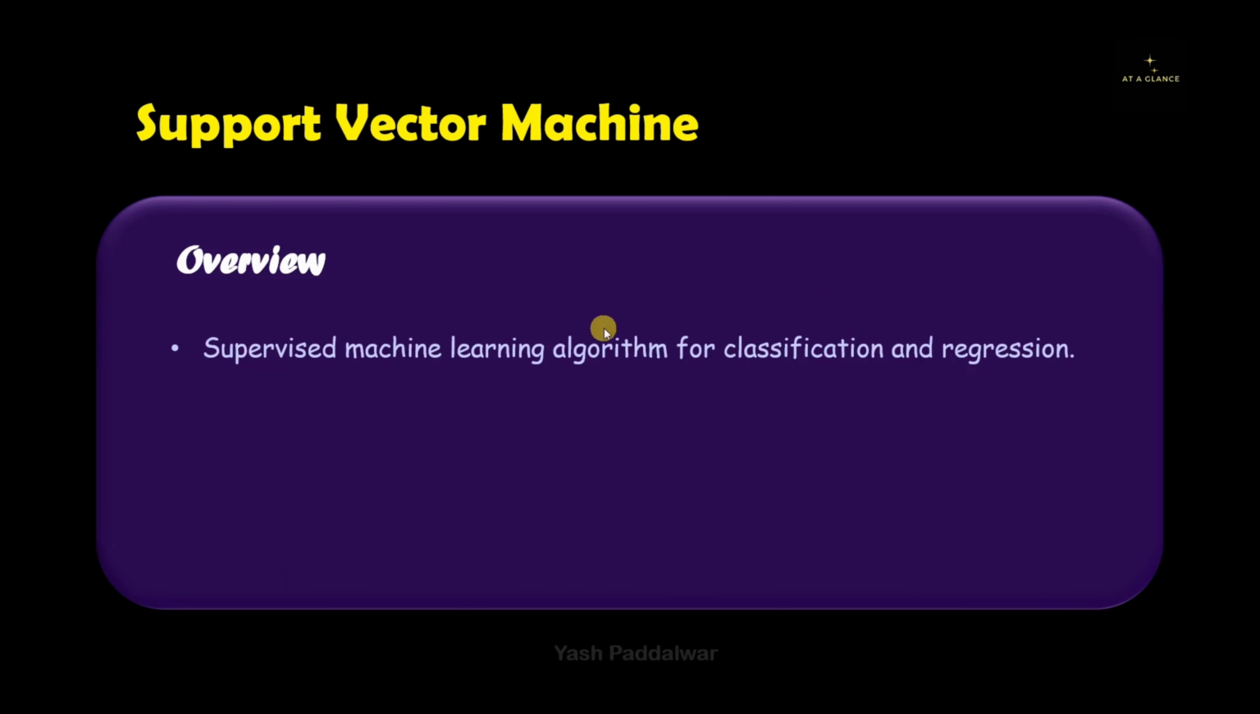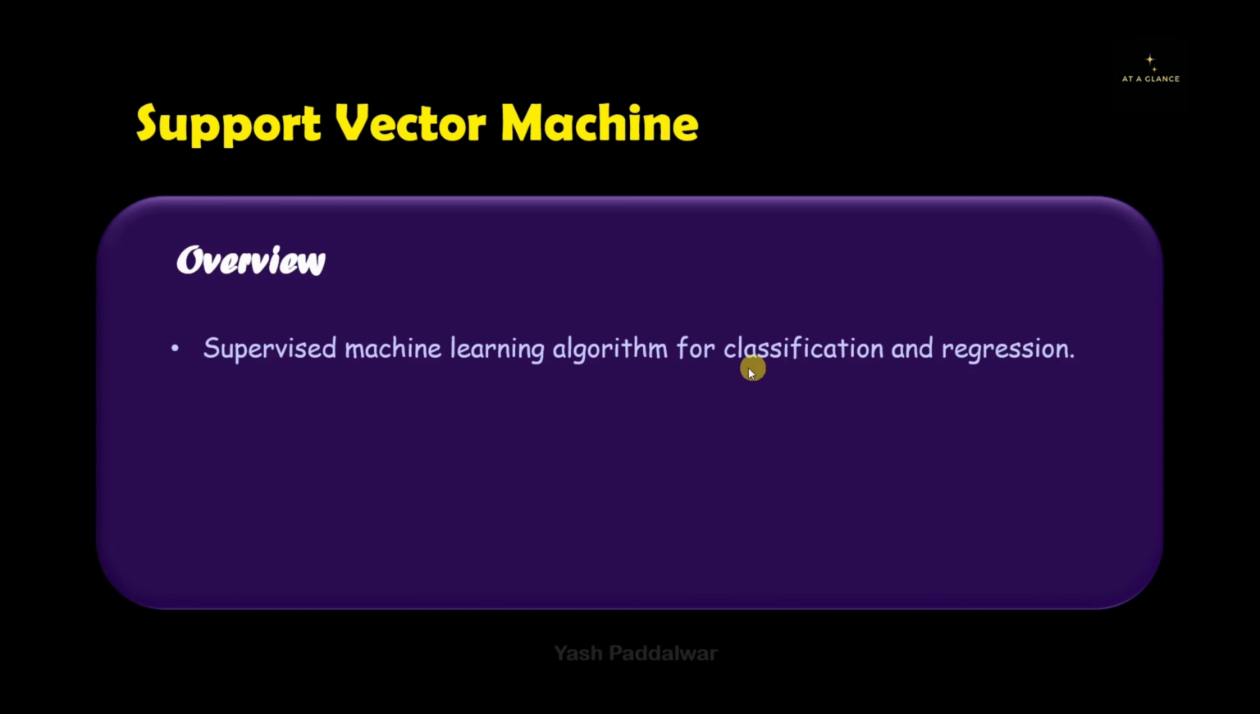So first, let's have an overview of what support vector machine is. It is basically a supervised machine learning algorithm for classification and regression. Supervised machine learning algorithm means those algorithms which work on labeled data. Here, along with the features of the dataset, we also require the output labels for that particular data point so that it can be used for training and making the model. So this is what a supervised machine learning algorithm is.